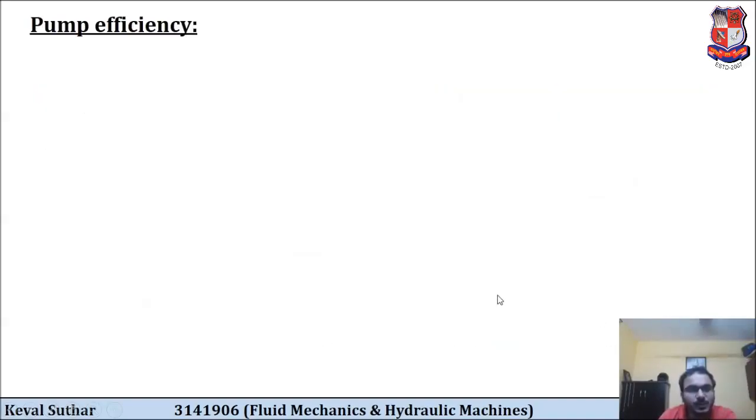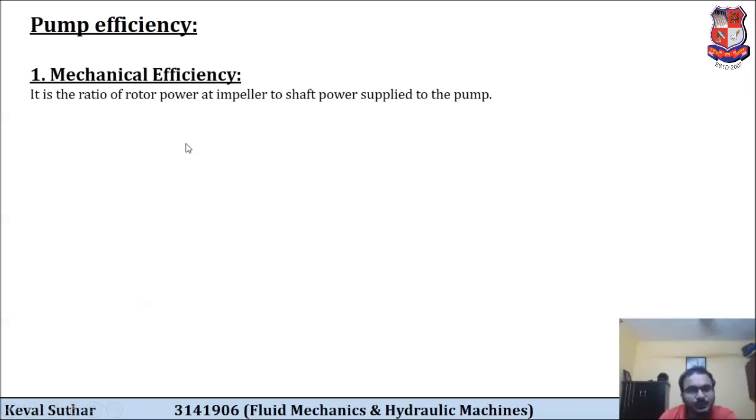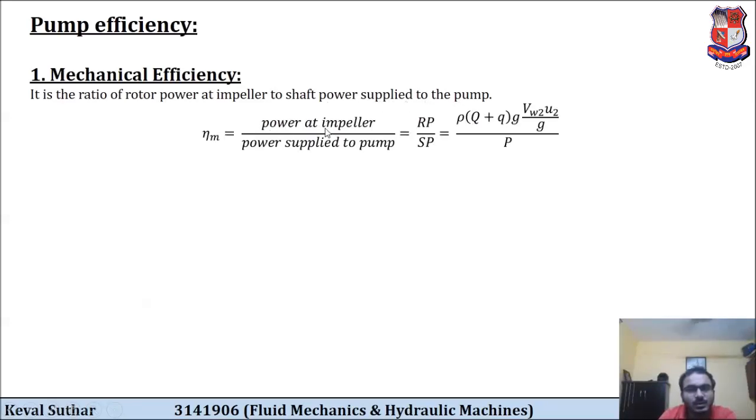Now we will discuss pump efficiency. First is mechanical efficiency. It is the ratio of rotor power at the impeller to the shaft power supplied to the pump. So it is given by rotor power divided by shaft power. Now the rotor power is given by rho into (Q plus q) into g into Vw2 U2 by g, divided by shaft power, which is P.